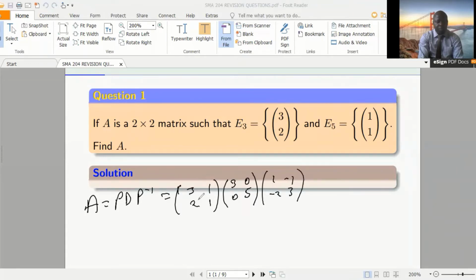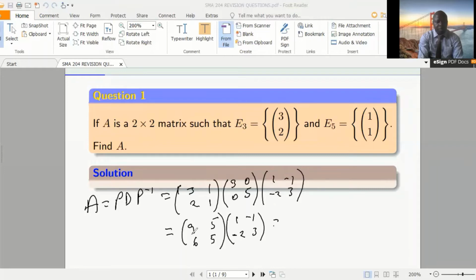So let's multiply the first 2 matrices. When you multiply the 3 by that gives you 9 plus 0. So that would be 9. Then 3 by that would be 0 plus 5. And then you have 6 plus 0, that is 6 here. Then you have 0 plus 5. Now let's multiply this by the last matrix, 1, negative 1, negative 2, 3.